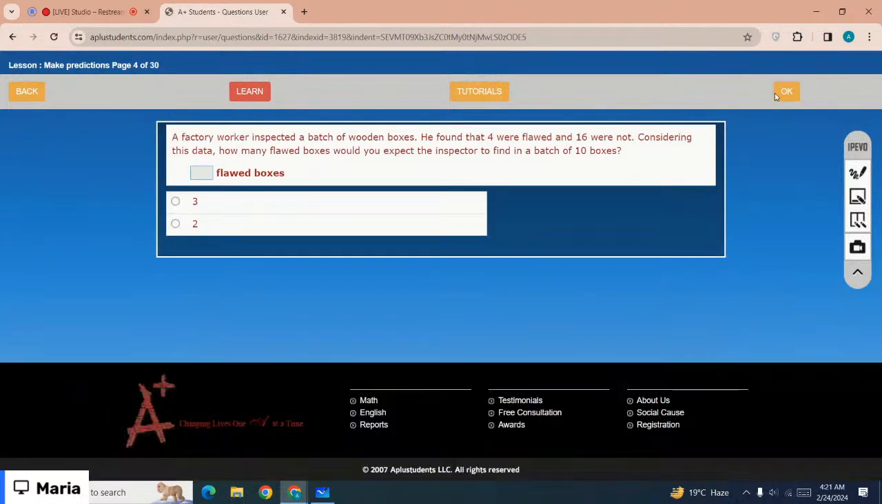Okay, the next one is: a factory worker inspected a batch of wooden boxes. He found that 4 were flawed and 16 were not. Considering this data, how many flawed boxes would you expect the inspector to find in the batch of 10? Which is the correct option?